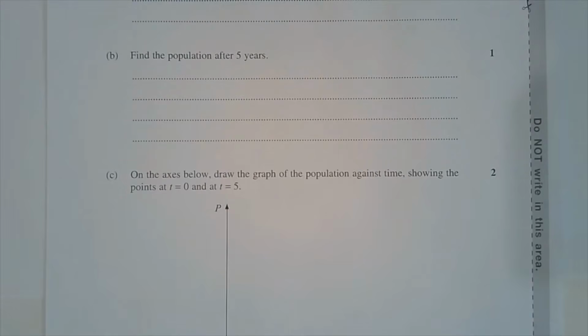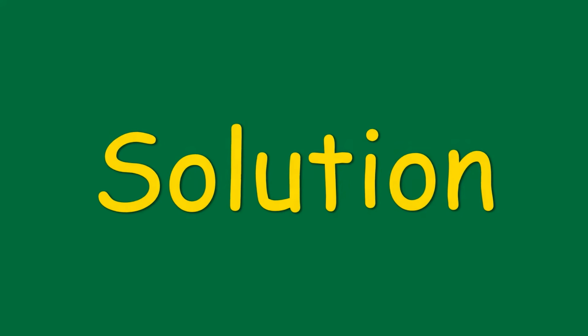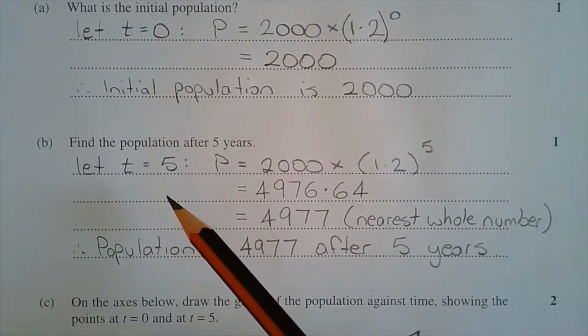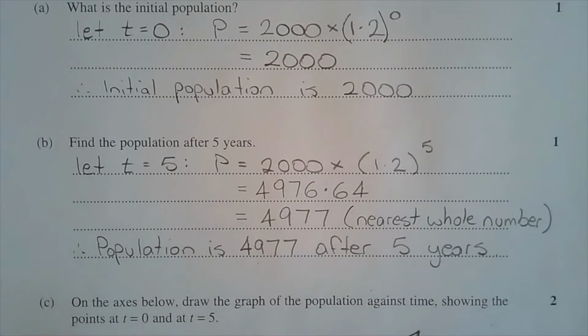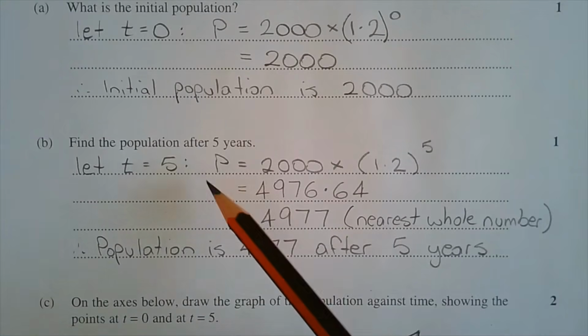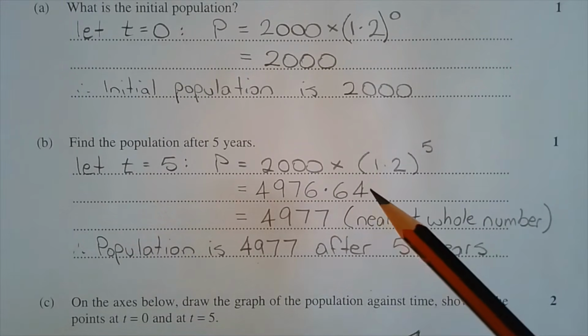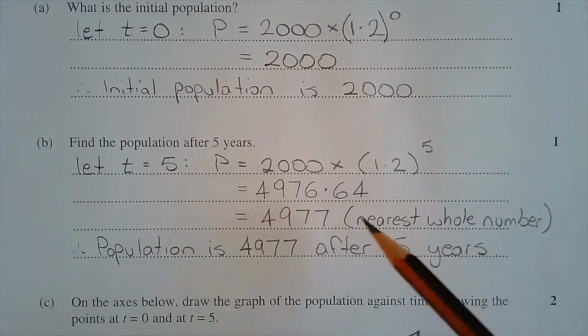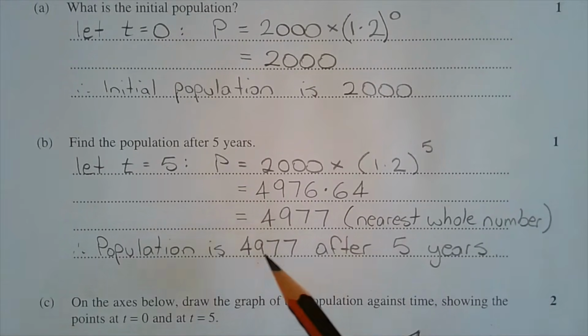Part B. Find the population after 5 years. Part B is answered in a similar way to Part A. Substitute T equals 5 into the function P equals 2000 multiplied by 1.2 to the power of T. So the population after 5 years is equal to 2000 multiplied by 1.2 to the power of 5, and that equals 4976.64. Rounding that to the nearest whole number, that's equal to 4977. So therefore, the population is 4977 after 5 years.